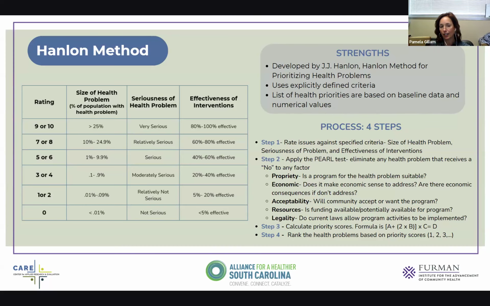So you see the steps here. The third step, the third big piece of this, is calculating the priority scores, and it's basically the formula you see below. And I've just realized it probably doesn't make sense to you because I have it listed as A plus 2B, or 2 times B times C. So it's the size of the problem plus the seriousness. A is size of health problem, B is the seriousness of the health issue, and C is the effectiveness of the interventions. And so you just plug in the numbers to create the score.